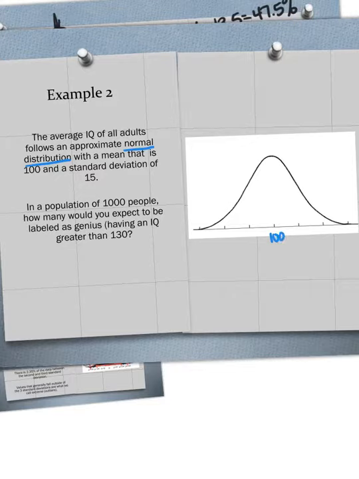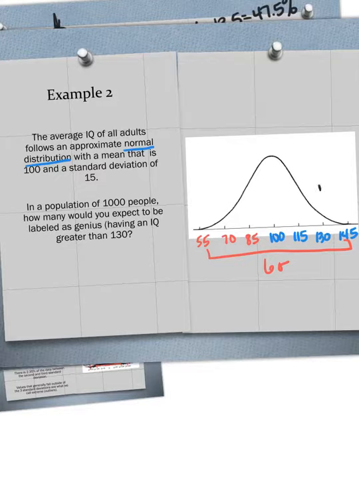We go 15 to the right of 100, we get 115, another 15, 130, another 15, 145. Remember, that's 3 standard deviations to the right. To the left, we get 85, 70, and 55. And so that's 3 standard deviations to the left for a total of 6 sigma under the curve. Now, this says in a population of 1,000 people, how many would you expect to be labeled as genius, having an IQ greater than 130?